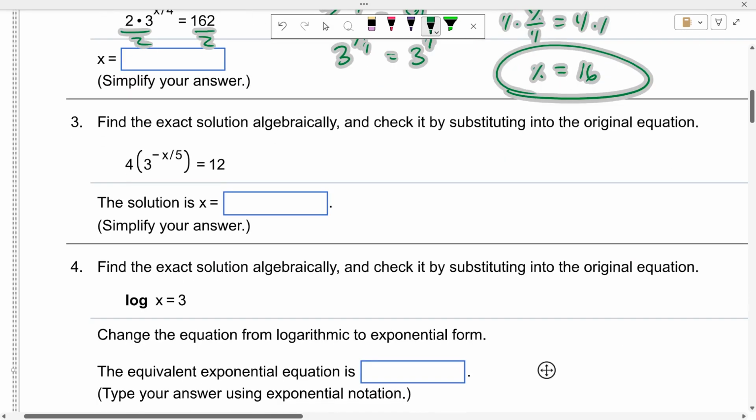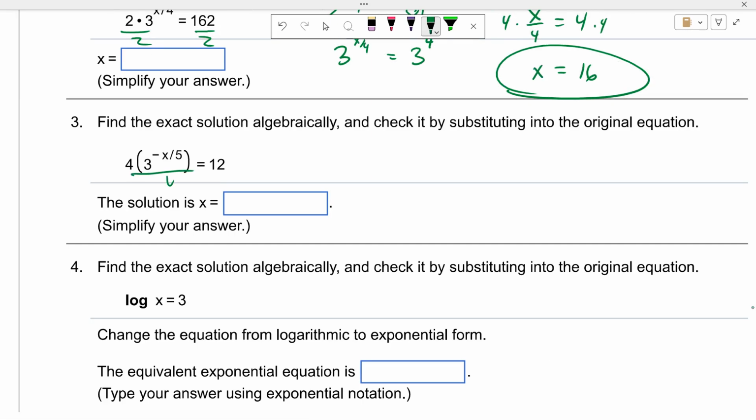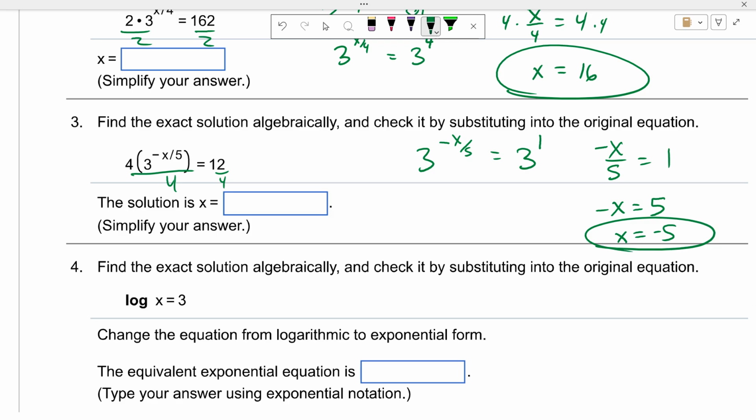First step in this next one. Divide by 4. So 3 to the negative x over 5 equals 3. We're already set up. But what's my exponent on my right-hand side? Like 1. 1. So negative x over 5 equals 1. So negative x equals 5. So x equals negative 5. Easy peasy lemon squeezy.